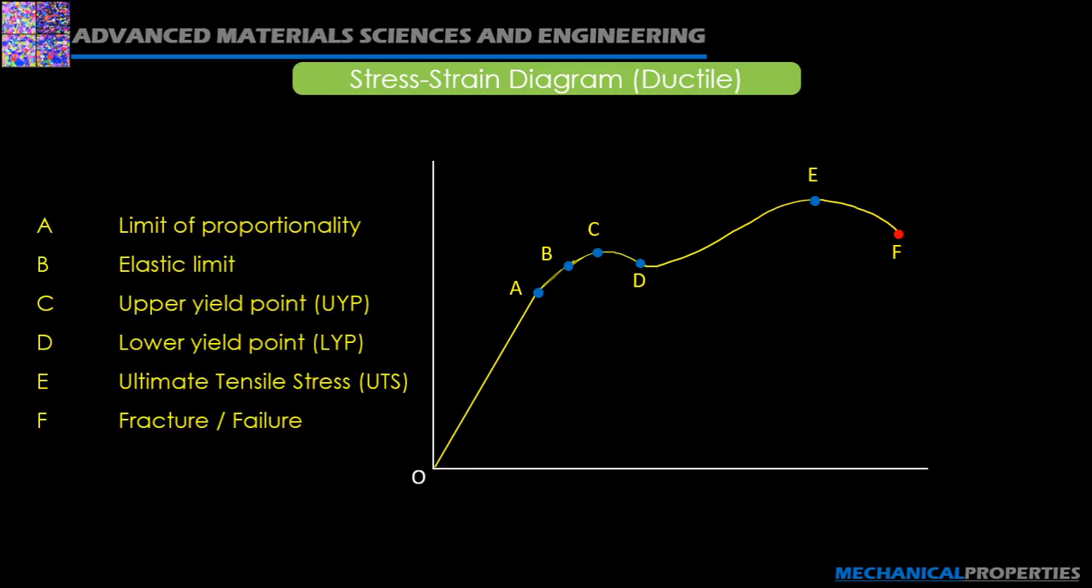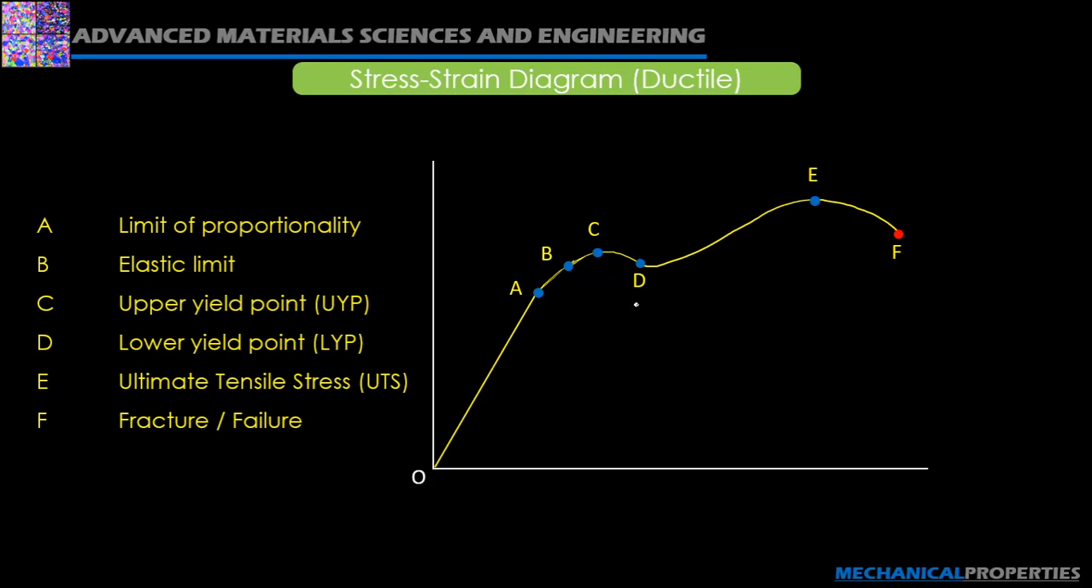Let's label these points. Now here A is the limit of proportionality. B is known as the elastic limit, and C is the upper yield point, D is the lower yield point, E is the ultimate tensile stress, and F is the fracture or failure point.